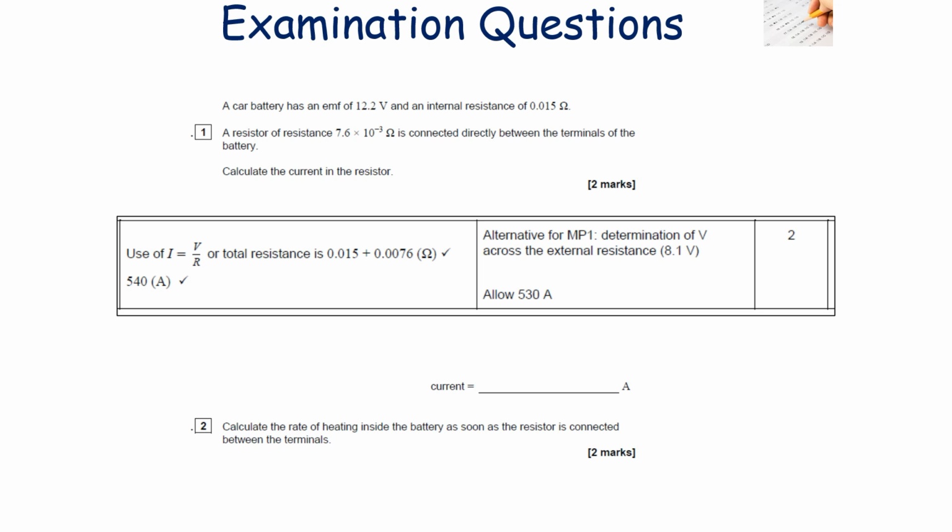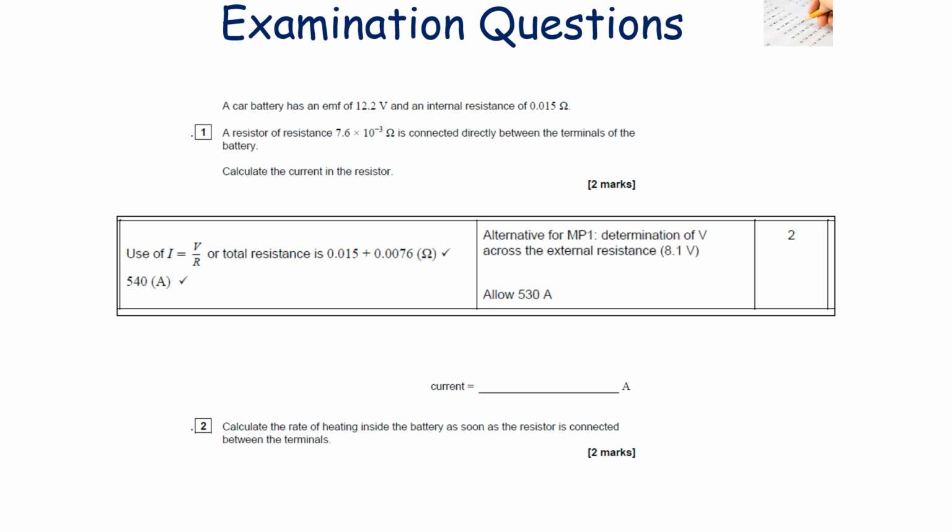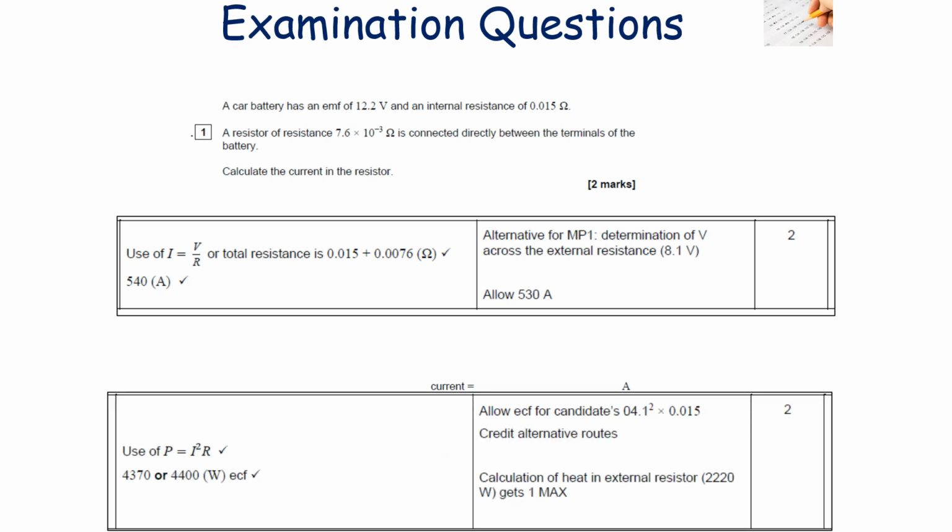Now again, what do you mean by the rate of heating? That's the power, because power is energy transferred over time, or the rate of energy transfer. So therefore P equals I squared R. Now why use I squared R? Well, because you've got I, because you've just worked it out, and you've got R from the question, pop the values in, and you're going to get your answer to be 4,400 watts. Now it's important to note that because we're calculating the heating inside of the battery as soon as the resistor is connected between the terminals, just be careful about what value of R you're going to be using. So what you should be doing is your value of your current squared times by 0.015, because we're looking at just the internal resistance.